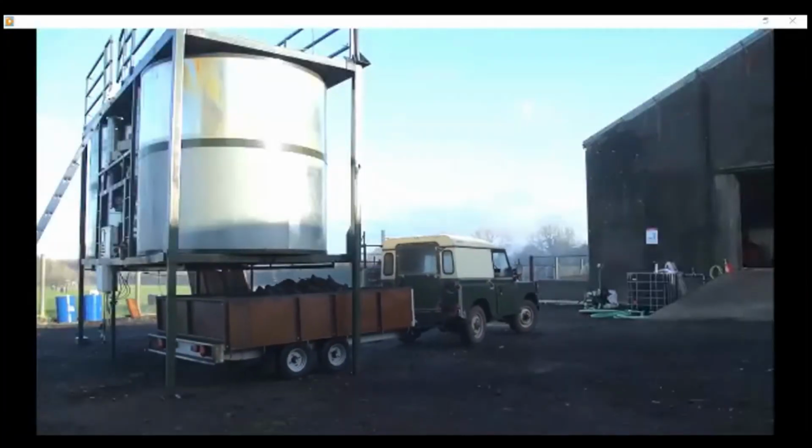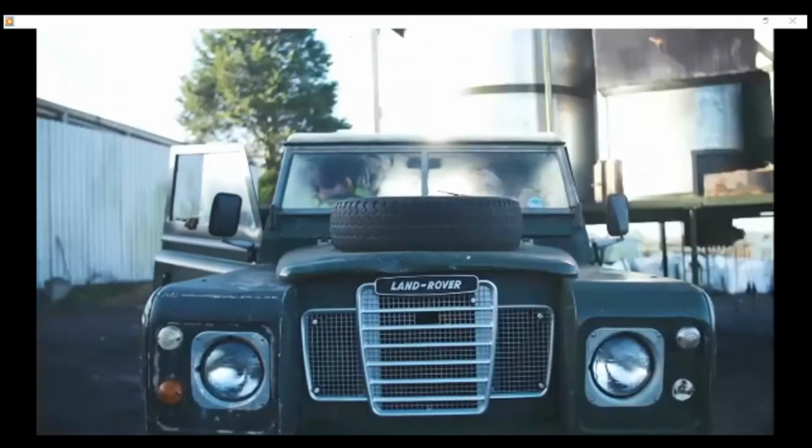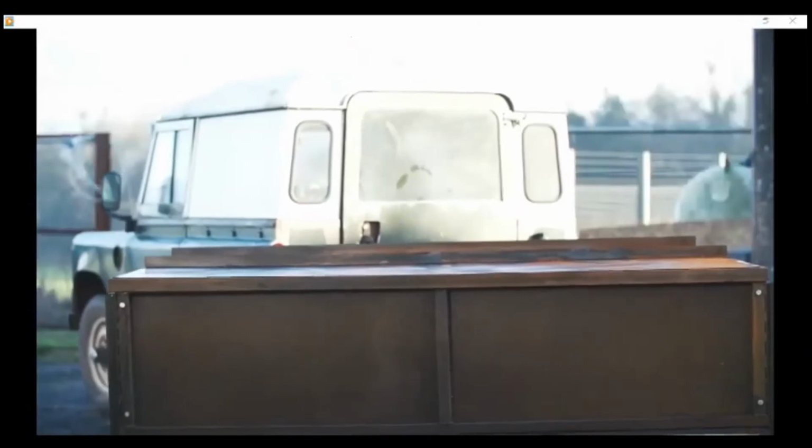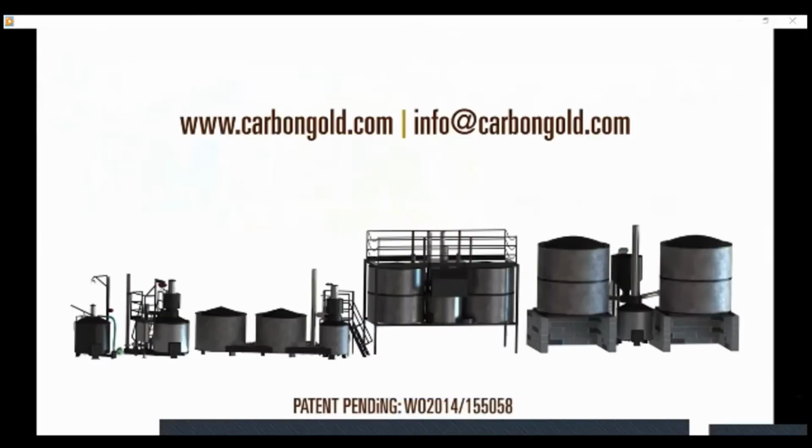Carbon Gold's kilns provide a flexible and efficient way to transform your surplus biomass into biochar, whilst harvesting the heat from the process. To find out how we can develop a kiln to suit your systems, visit www.carbongold.com.